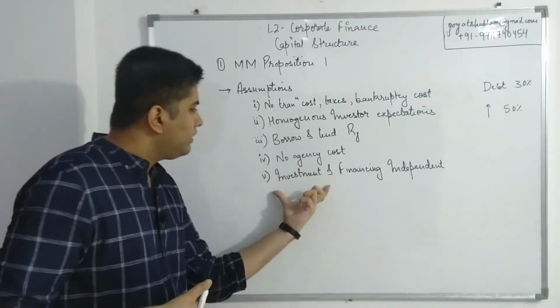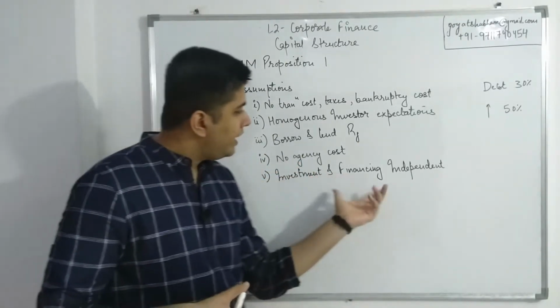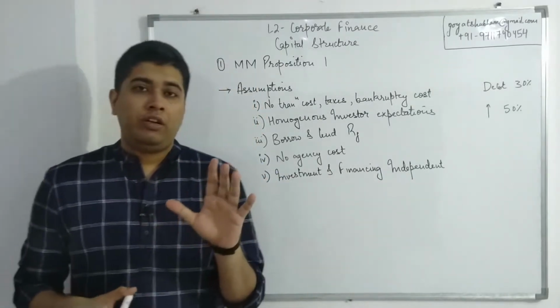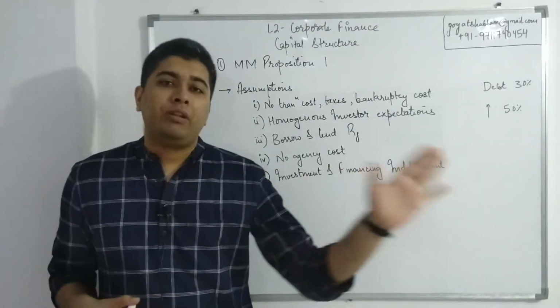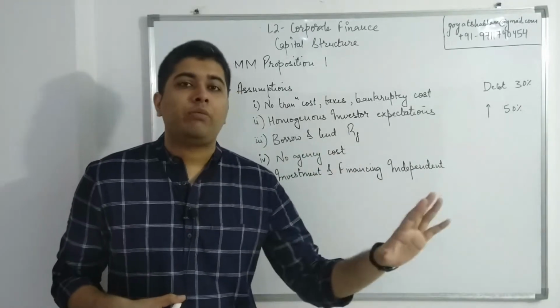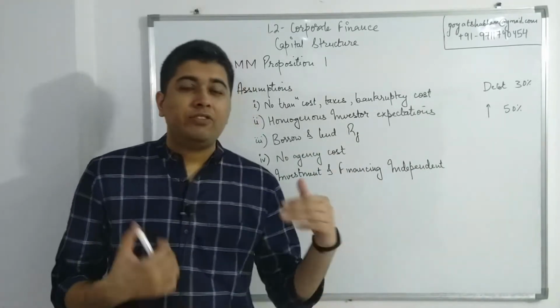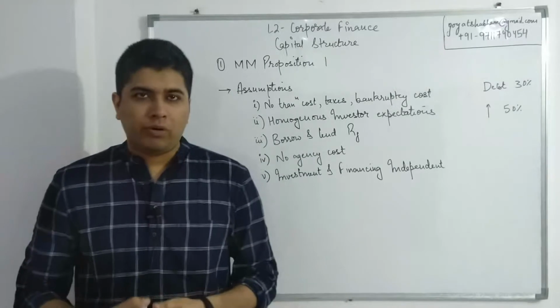Then the last assumption is saying that the investment and financing decisions are independent. Investment decisions is basically capital budgeting, where we're going to put the money so that we get returns. And financing decisions, where are we going to get that money from?